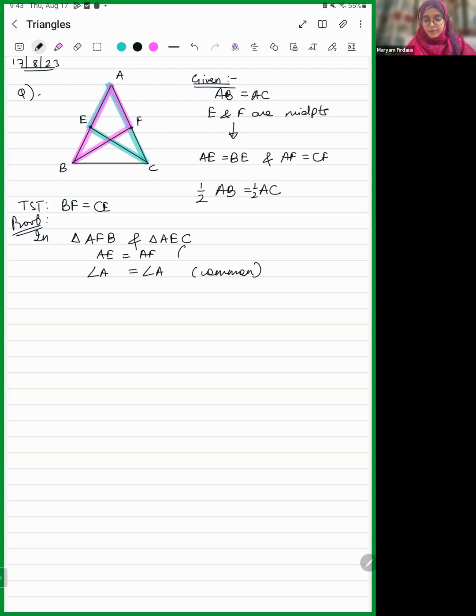We have shown above. So let's just write over here. Since half of AB is equal to half of AC, that implies AE is equal to AF. We don't have to write that. I'll just write it over here. Enough. Then the third point.